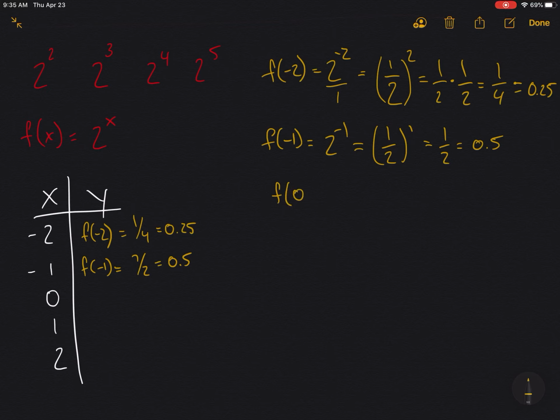Next, 0. I've got 2 raised to the x, and I'm evaluating at 0, so 2 to the 0. Anything raised to the 0th power, no matter how big or how small, is always just equal to 1. So f of 0 is 1.